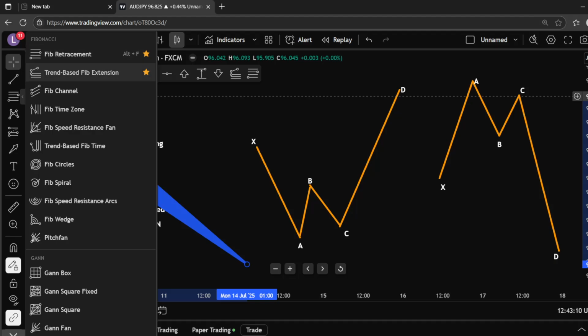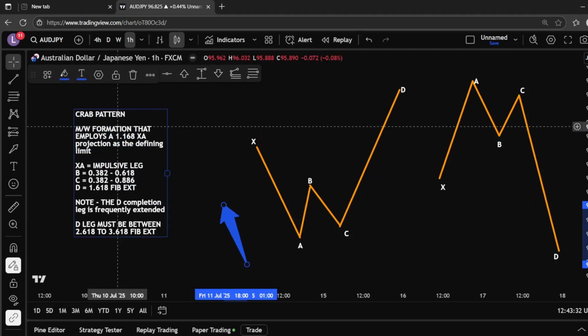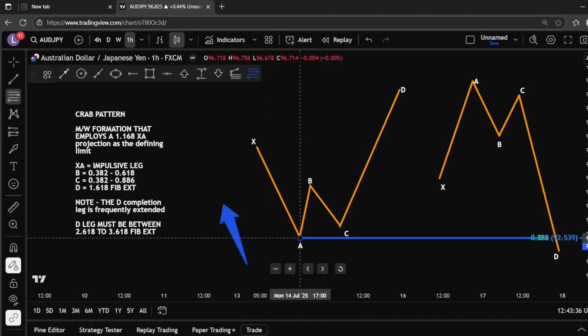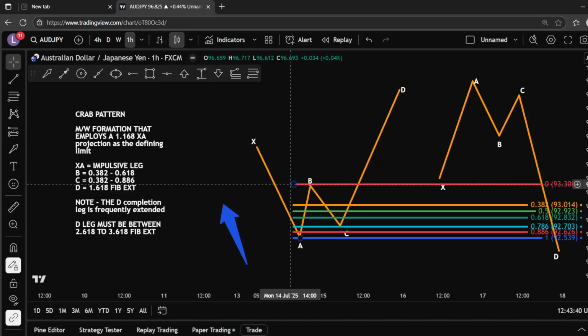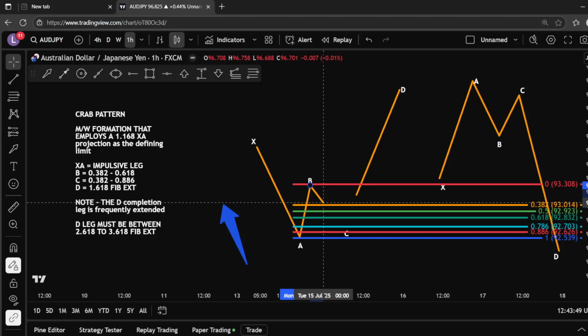These are the two instruments that you need for all your harmonic trading. This is where you find them: your fib retracement and your fib extension. You take your fib retracement to measure your C. You go from A to B. Your C leg must touch 0.382 to 0.886, but must not exceed the A, which is this low there. Can touch 0.382, can touch 0.886, but must not cross the A. These are the basic rules for the CRAB pattern.